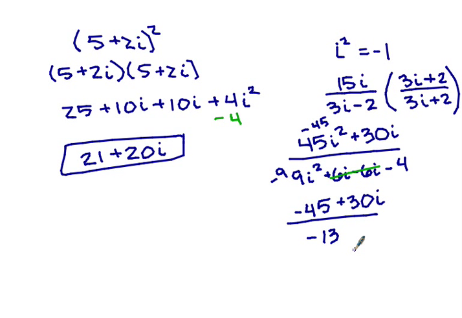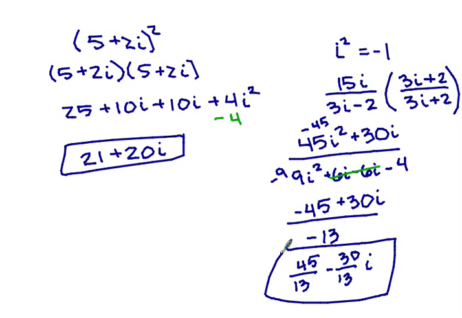Okay. And then to put it into that standard form, last step would be 45 over 13 minus 30 over 13i. That would be your final standard form. So that's all the complex number stuff you'll see tomorrow. And then we'll go into solving for x with quadratics.